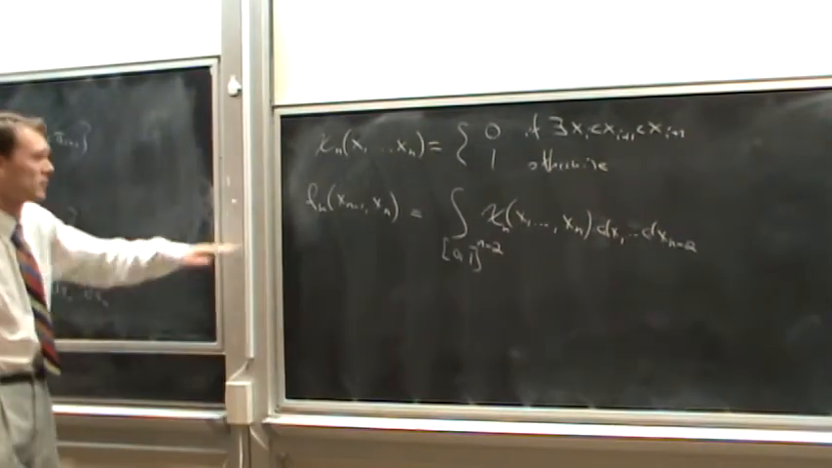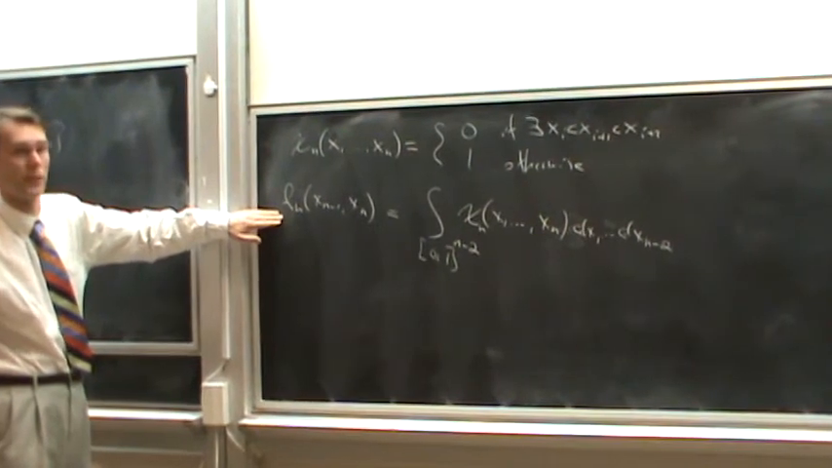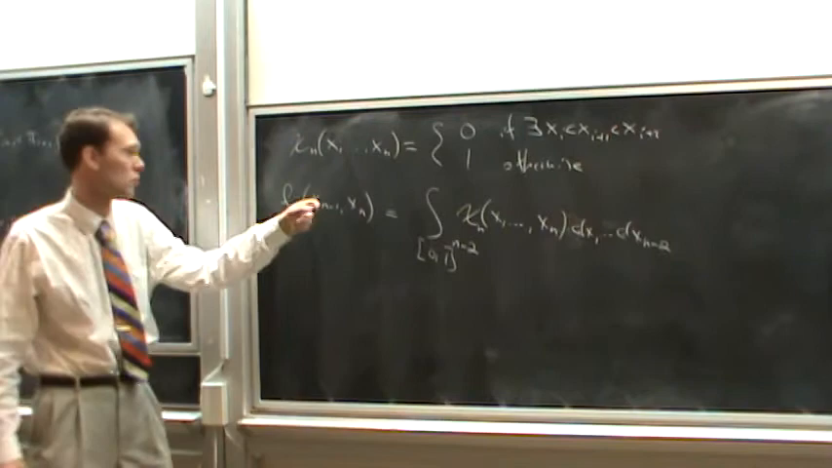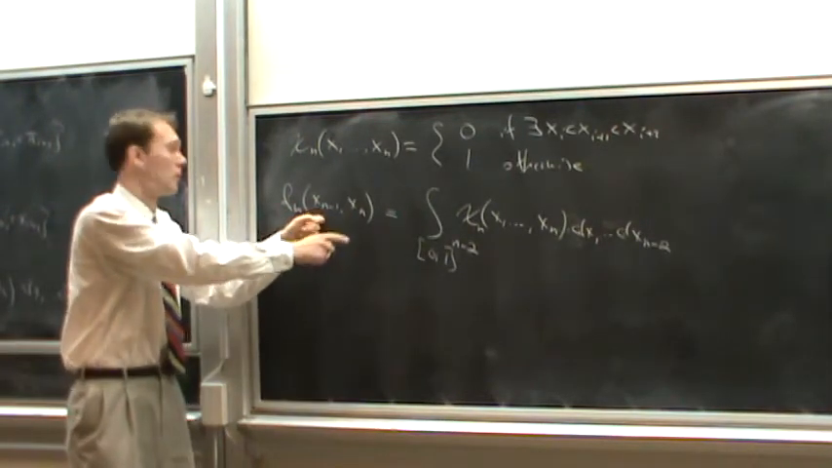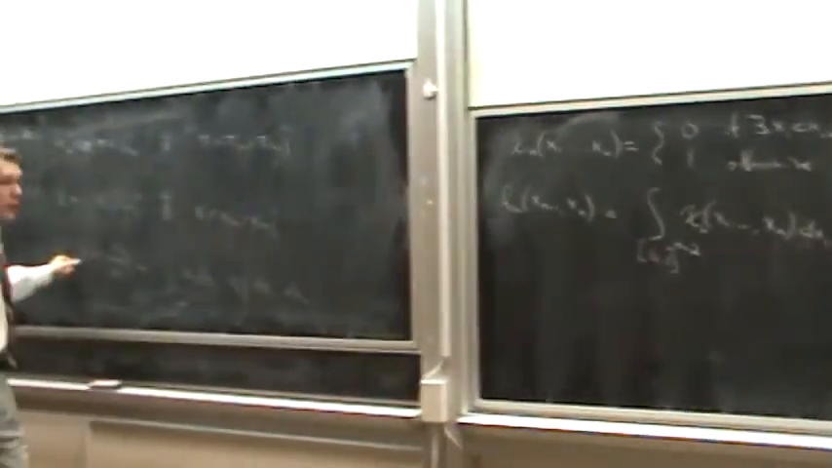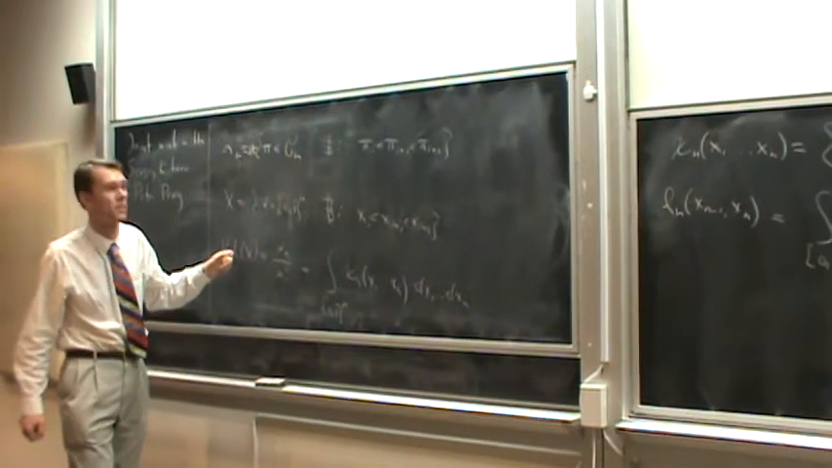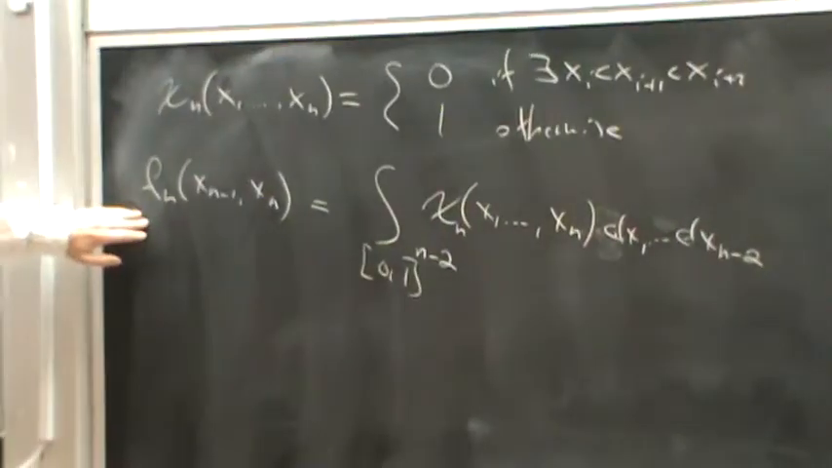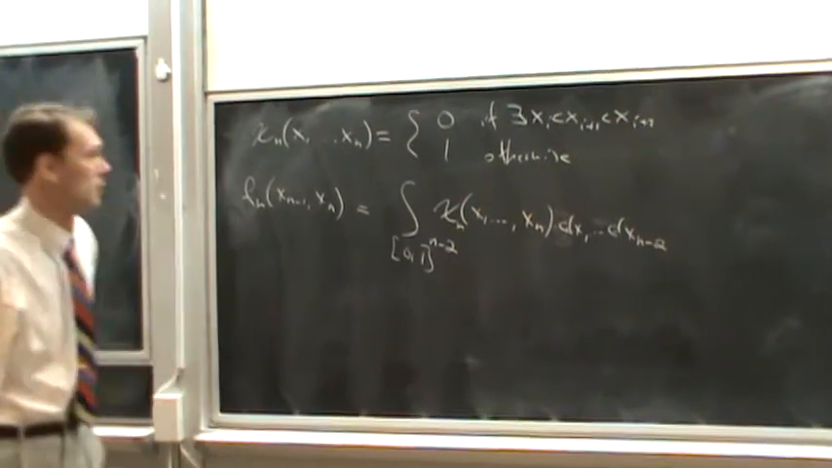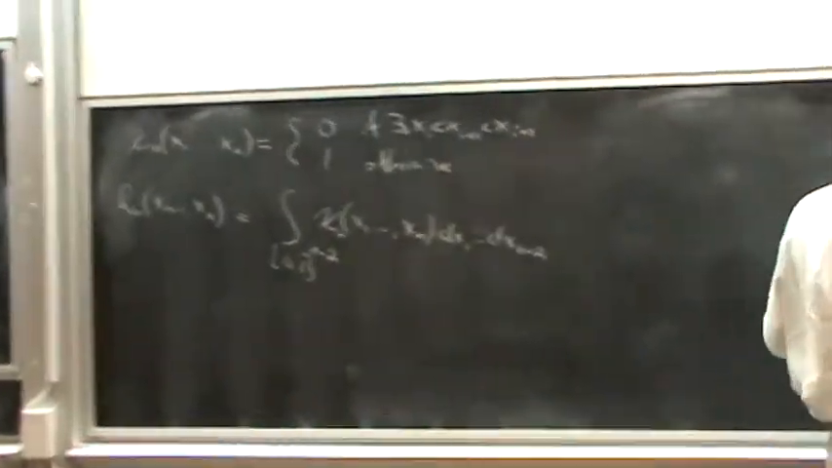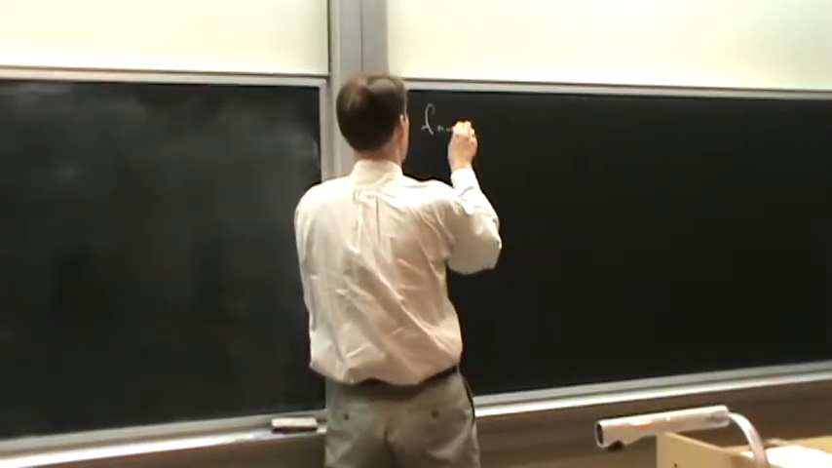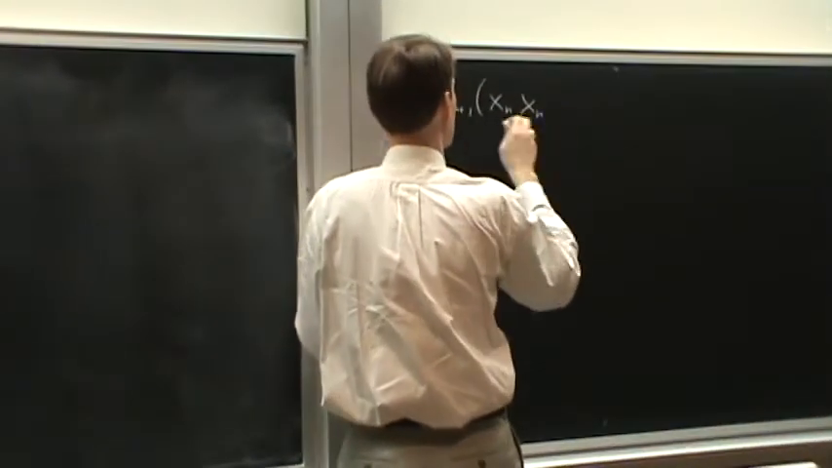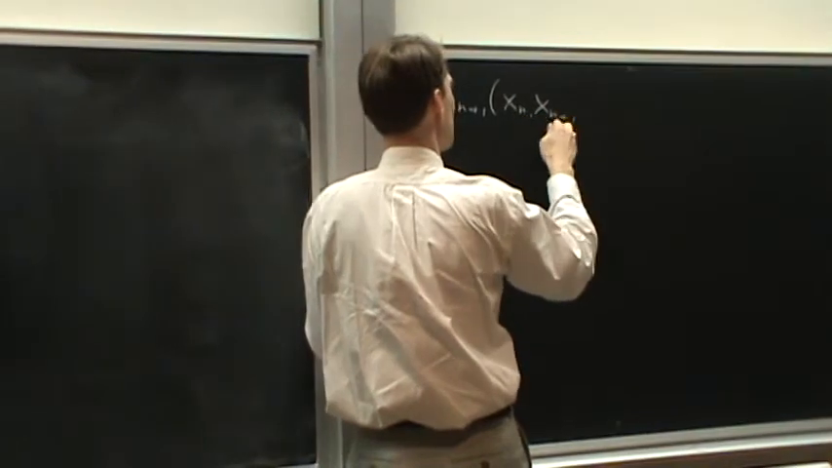The question is, can I get my hands on this function? If I can get this function, all I have to do is to integrate the last two variables away, and I will get the volume. Well, let's try to produce a recursion for these functions. So let's do F_{n+1}, where the last variables are x_n and x_{n+1}.